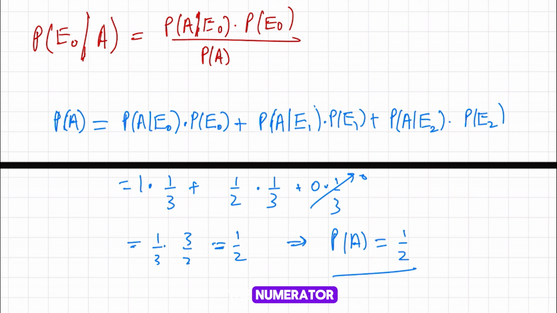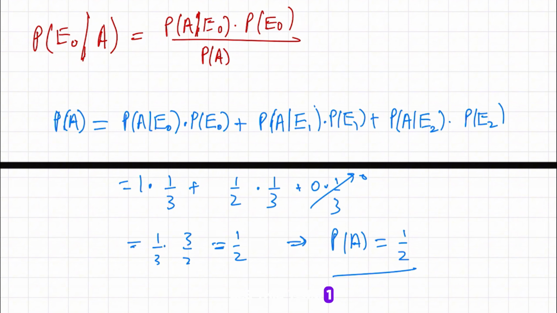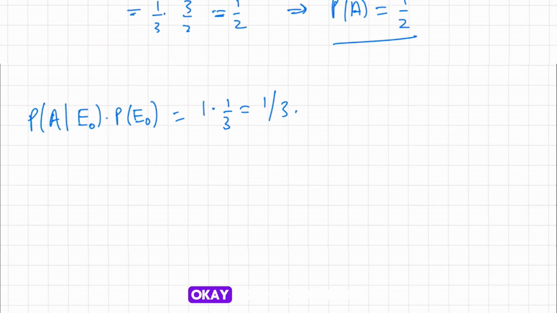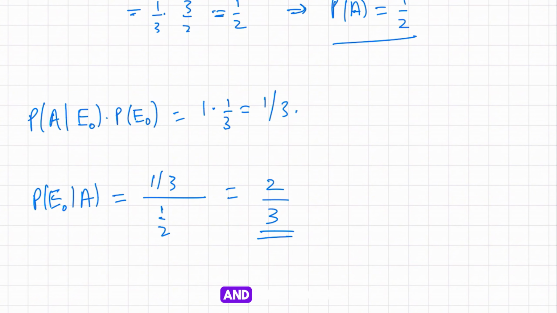Let's also think about the numerator. The numerator is the probability of A given E0 times the probability of E0. And by this time, I think you can easily figure out this is nothing but term number 1 here. If you see this term 1, I can directly substitute the value as 1 times 1/3. This is 1/3. So the probability of E0 given A is nothing but 1/3 over 1/2. So this is 2/3, and that is our correct answer. I hope you got to the answer.